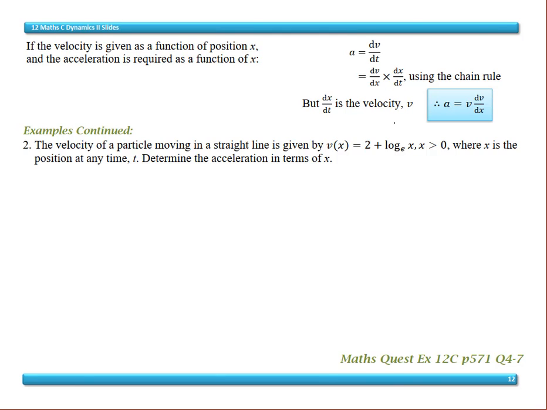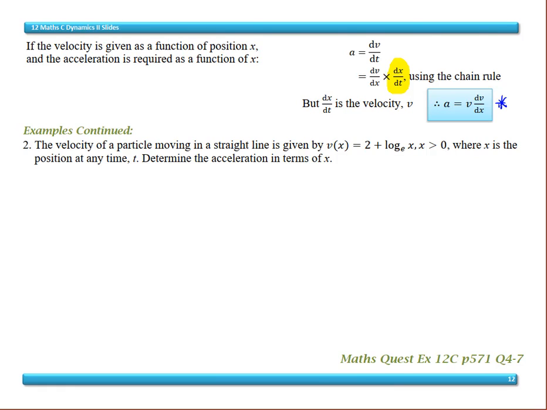Okay, but when you think about that, we know that dx dt is equal to velocity. So that means our acceleration can be written as our velocity times dv dx. Okay, and that's the formula that we will use for a lot of the examples from now on. And it also means that we won't have to learn other formulas. If you know this one, you can derive other things. So this is a very important one to remember.